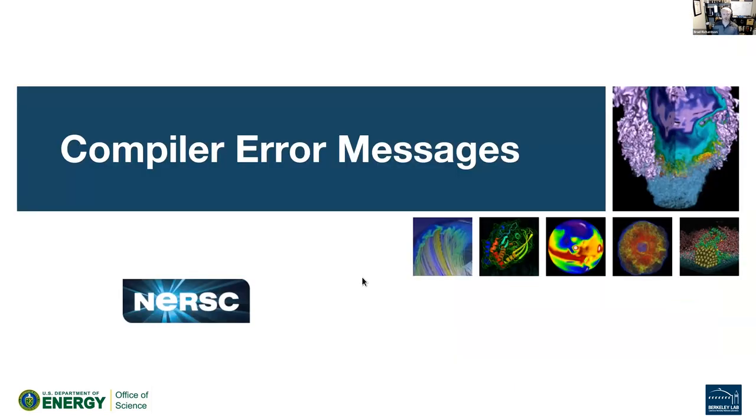All right. So the first thing I want to start with is compiler error messages. Everybody gets compiler error messages all the time. As soon as you write code, you're going to inadvertently make a typo or a mistake, and then the compiler is going to say, hey, that code doesn't work. So let's start looking at what compiler error messages look like, how we can decipher and understand them, and what they can tell us about what's wrong with our code so we can go fix it.